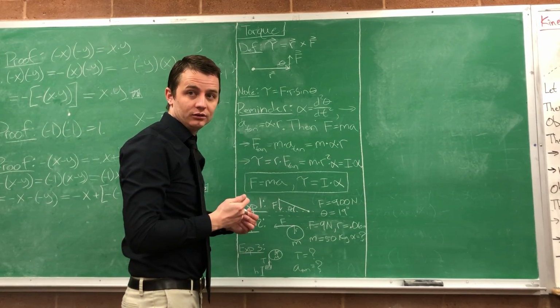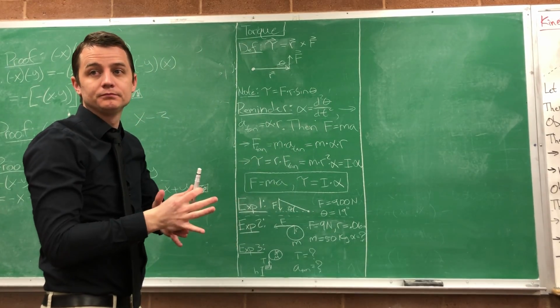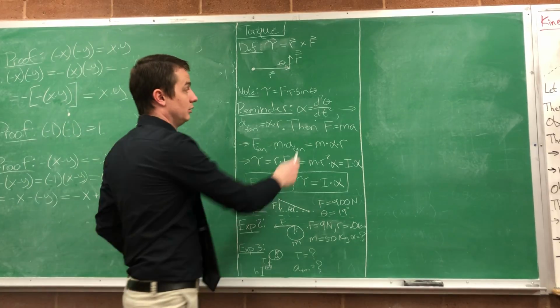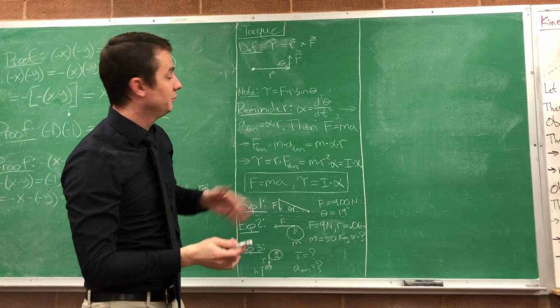Is that appealing to your intuition? Why this is the equation? What happens if you do it at a 45-degree angle? It's just sine of it, a smaller number. It's not going to be all of it, but it's not going to be none of it.